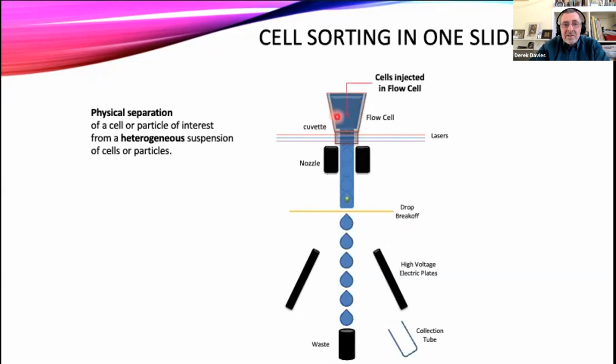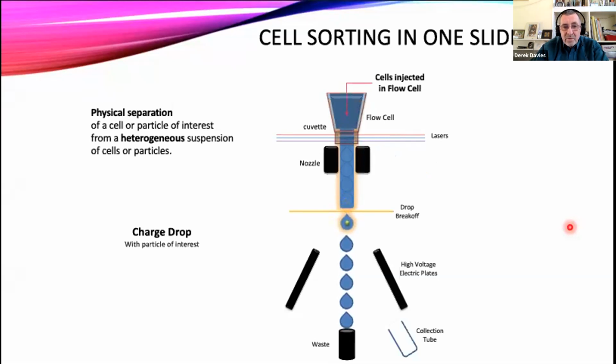So here's our cell. Our cell goes through our laser beams. That's the point we understand its phenotypic characteristics. We then wait for that cell to pass until it's just at the breakoff point, so it's in the last attached drop. And when it reaches that point, we apply a charge to the entire stream. And we continue to apply that charge until that drop with the cell of interest has broken off.